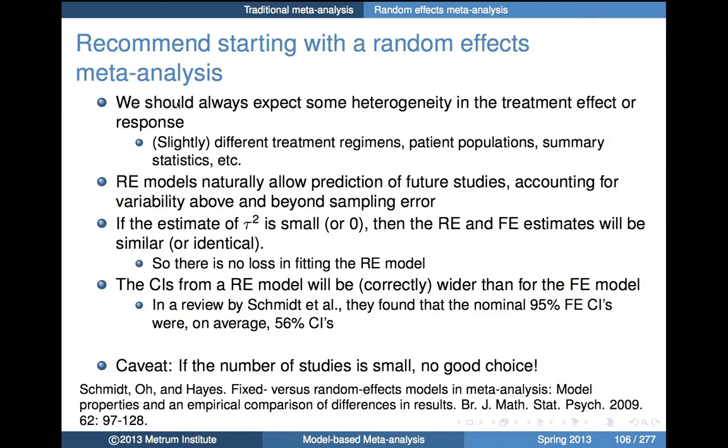So my feeling is that, because we should expect there to be some heterogeneity, we should always begin with random effects models. While the fixed effects models give us a nice background and a good starting place to learn about these things conceptually, really there's no reason why we shouldn't always be fitting random effects models. And one of the reasons is that if there is very little or no between study variability, then the random effects estimator collapses to the fixed effects estimator.